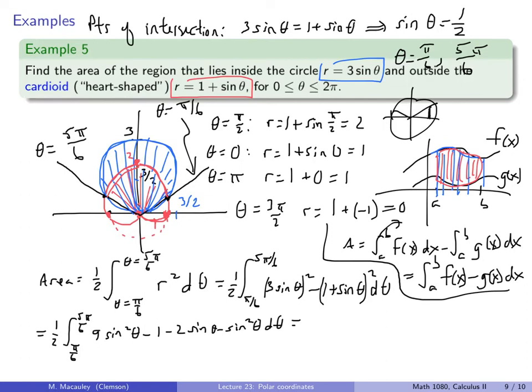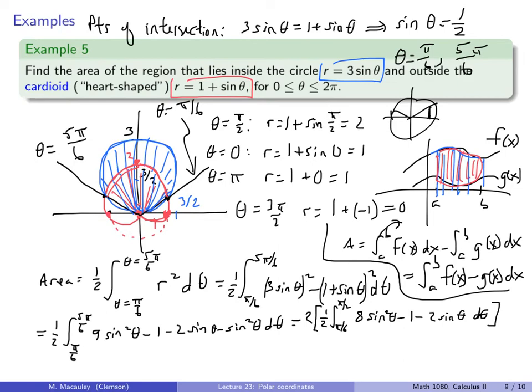Okay, so this is twice times 1/2 times the integral, with pi over 6 on the bottom and pi over 2 on top. It's hard to write these things smaller. Now what do we have here? We have 8 sine squared theta, we have minus 1, we have minus 2 sine theta d theta. Right?